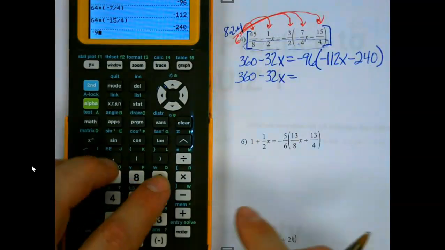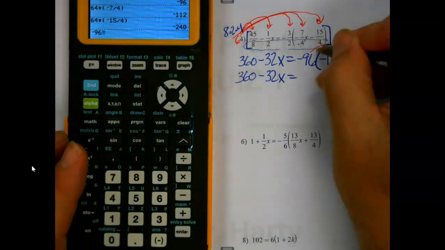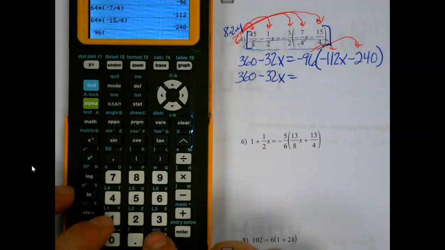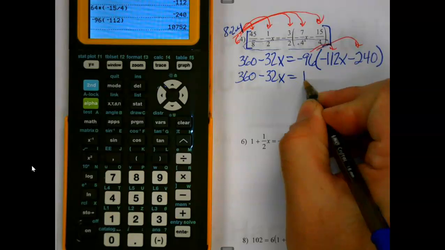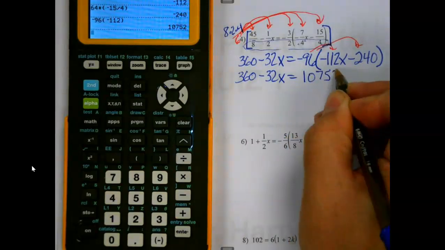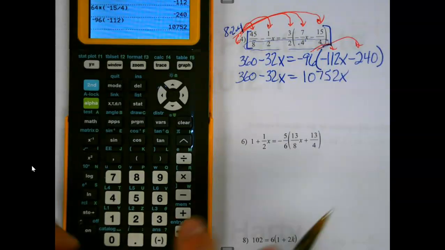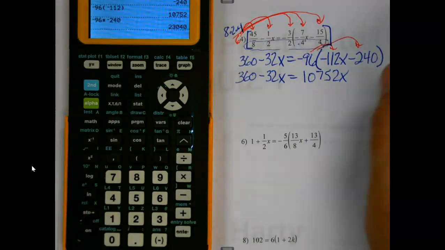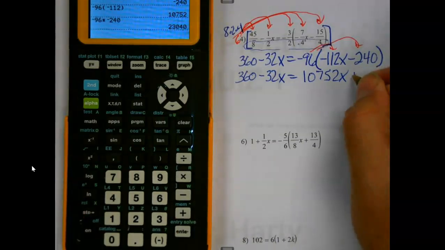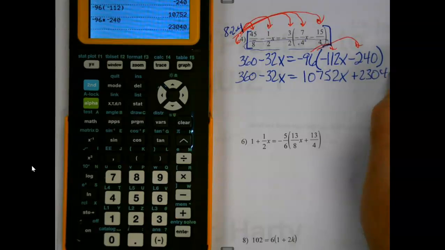All right, negative 96, more distributing, holy moly, times negative 112. This number's going to be huge. I think I done did a boo-boo, but we're going to find out. Negative 96 times negative 240. This is how we learn things, though, as we go. I know what my answer is. Let's keep going.